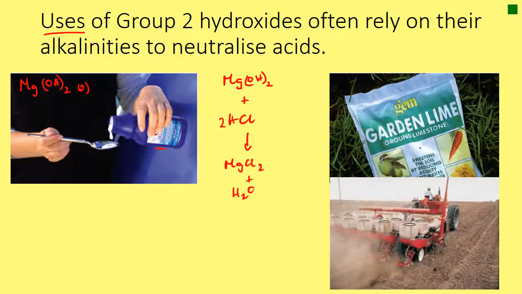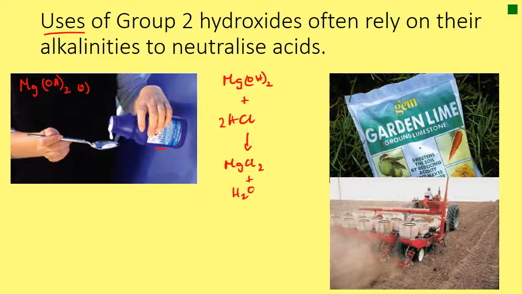Here we've got some garden lime and a tractor spraying it onto a field. So when you get acidic rain, and that rains onto the soil, the water in the soil is a bit acidic for the plants. Most plants like a pH of 6 to 7 to grow at optimum yield. If that is a lower number than 6, then you're not going to get much crop, and so the farmers will want to neutralize those acidic parts of the soil.